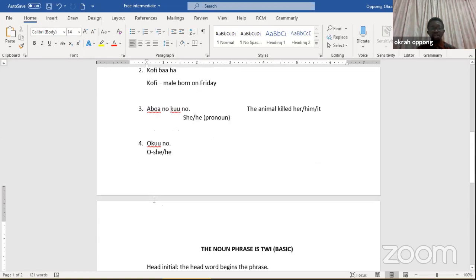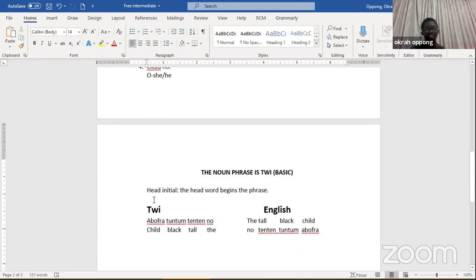That's okunu. Then the last part of this class, I talked about the noun phrase. In the noun phrase, I said that English is a head final language. Head final means that when you have a basic noun phrase, the tall black child, the head of the phrase is the most important element, and that element will be mentioned last.